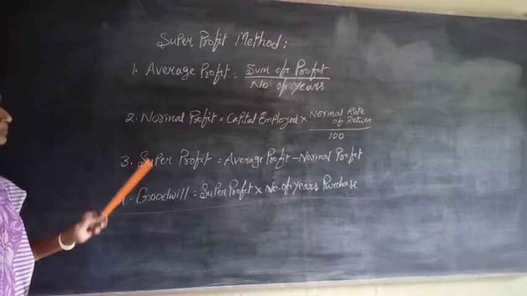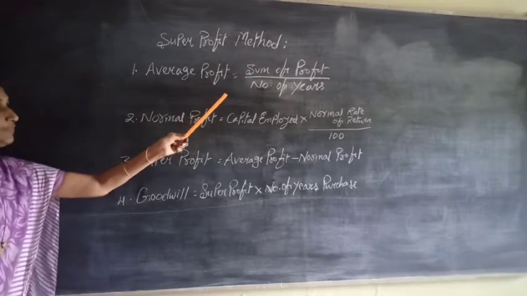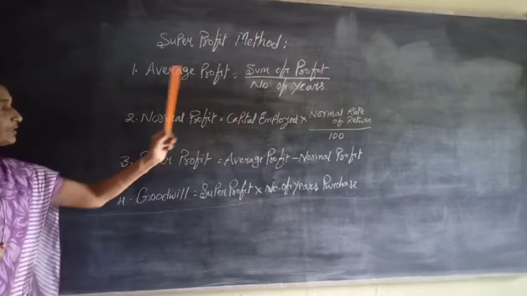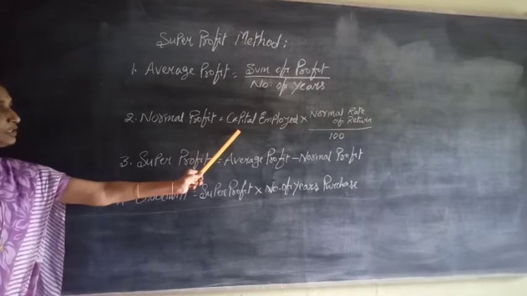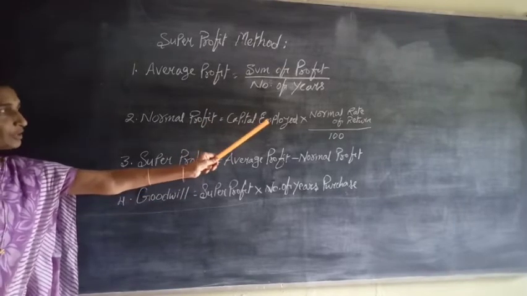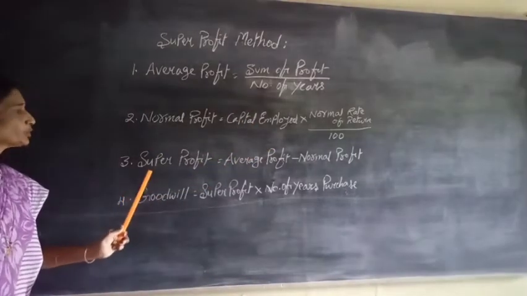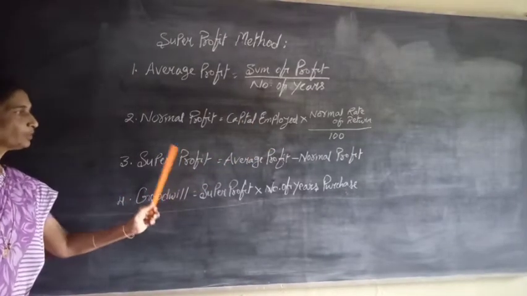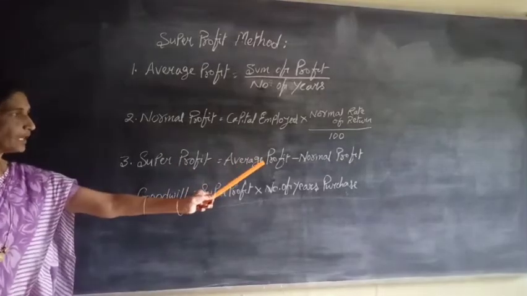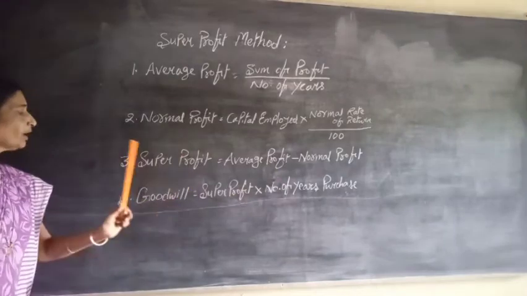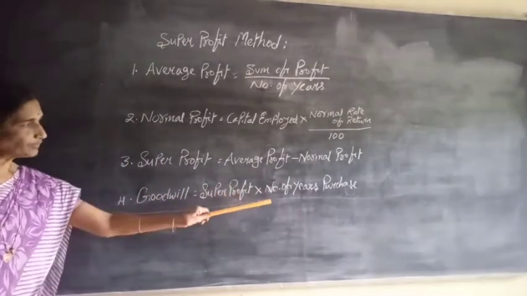Again I am just telling you, first average profit is calculated, sum of profit upon number of years. Then normal profit is calculated. Normal profit is equal to capital employed into normal rate of return upon 100. And third, super profit. What is over and above the normal profit is known as super profit: average profit minus normal profit. And then goodwill is equal to the super profit into number of years purchase.